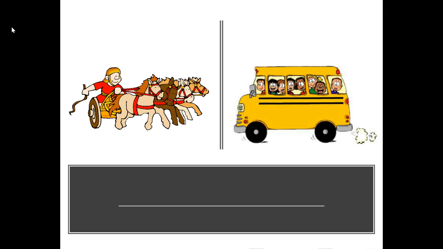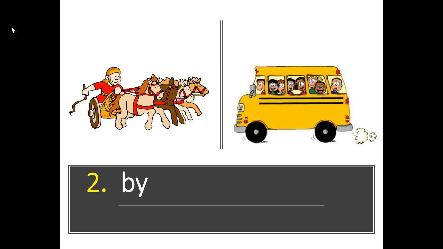In the next picture, I notice a bunch of students on a school bus. They are going by the school bus. They are traveling by school bus. So, how are these pictures the same or similar? Well, they both show, this is a little tricky, by, B-Y, by.